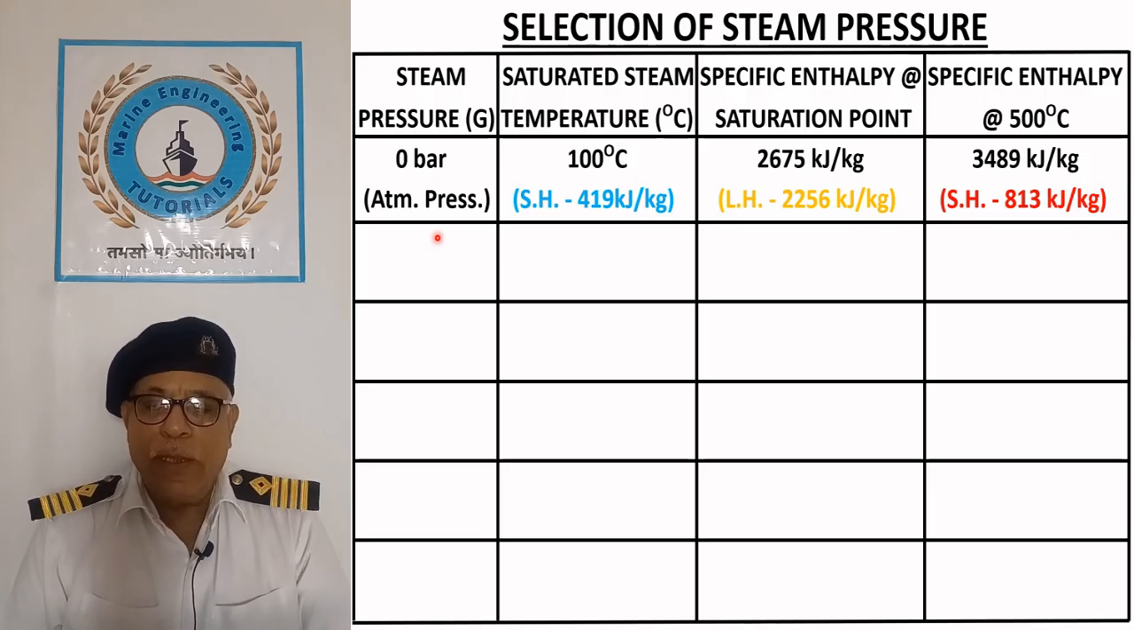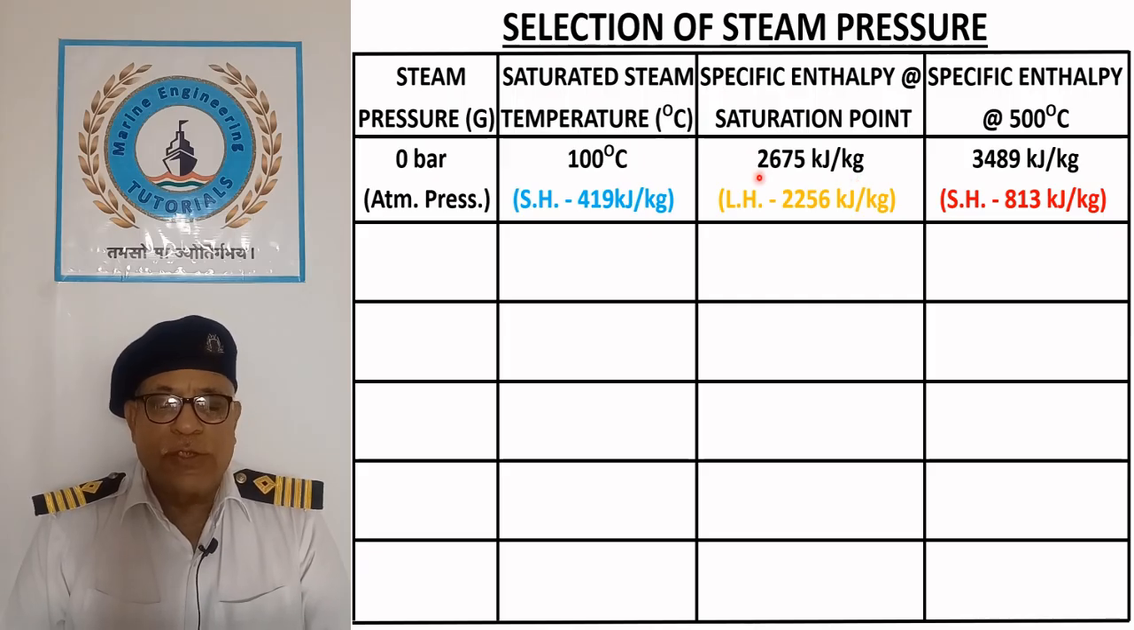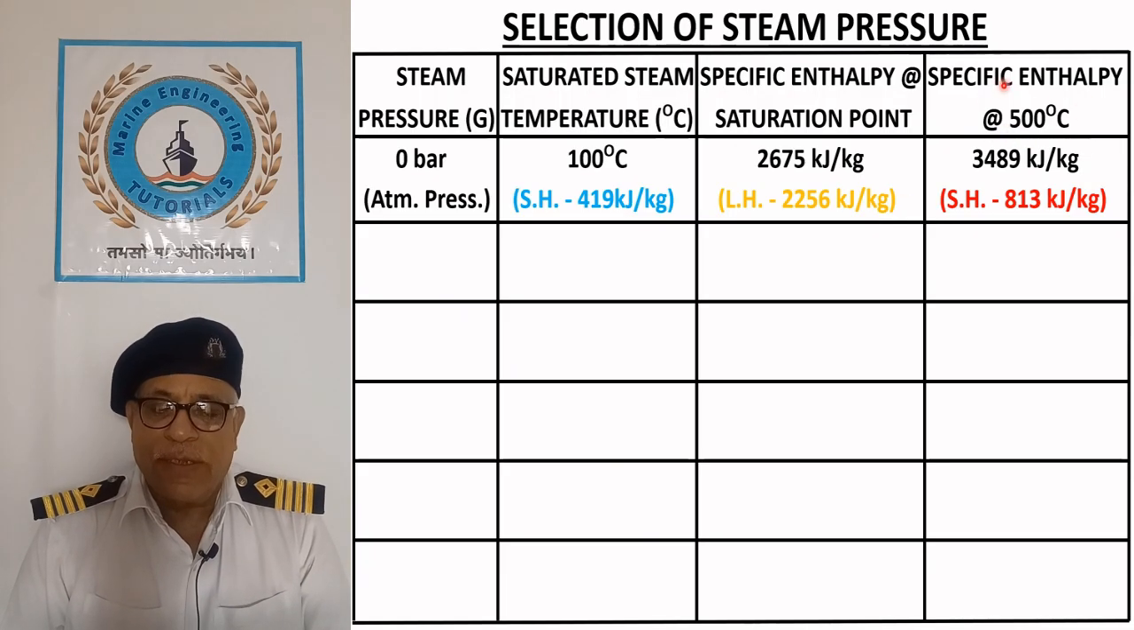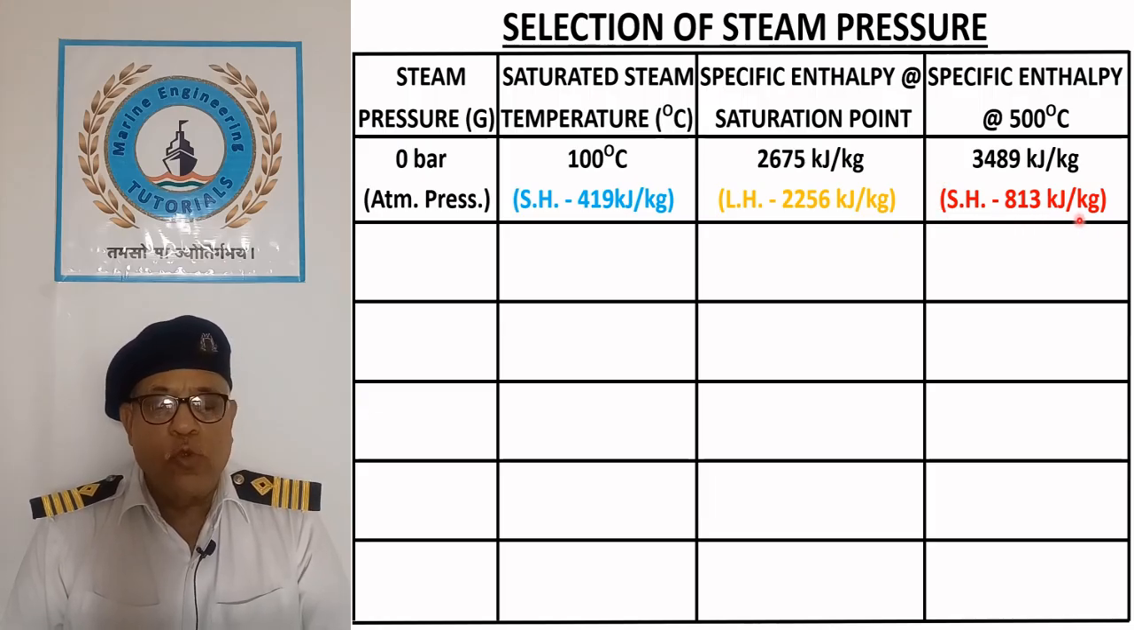The specific enthalpy of saturated steam is 2675 kilojoule per kg, consisting of 419 kilojoule per kg of sensible heat of water and 2256 kilojoule per kg of latent heat. When steam is superheated to 500 degrees Celsius, it gains an additional 813 kilojoule per kg of sensible heat, giving a total enthalpy of 3489 kilojoule per kg.